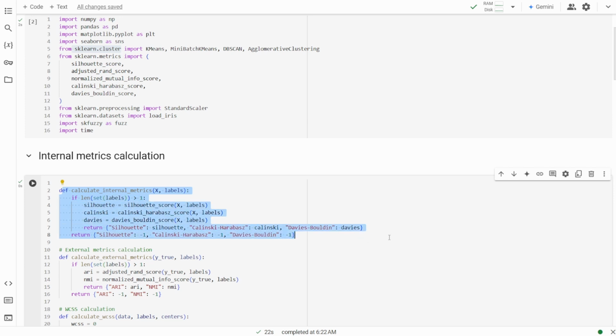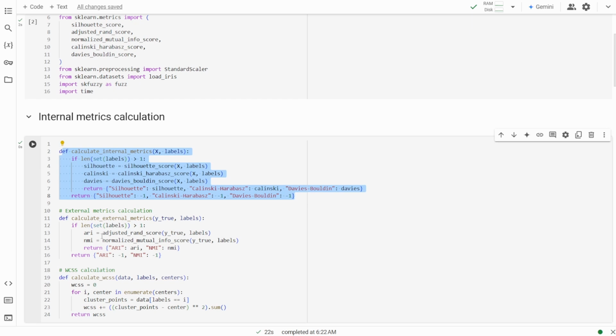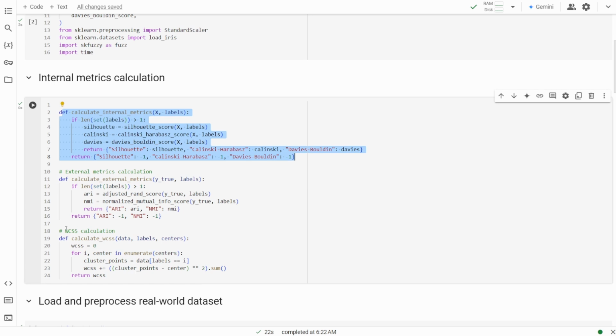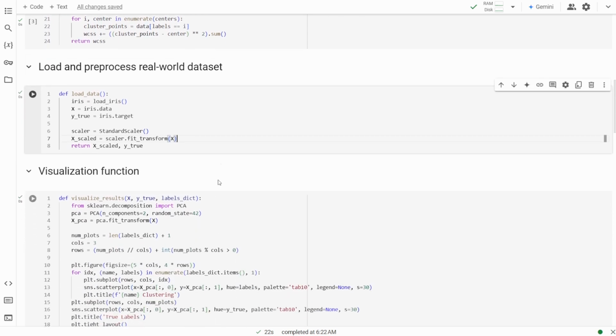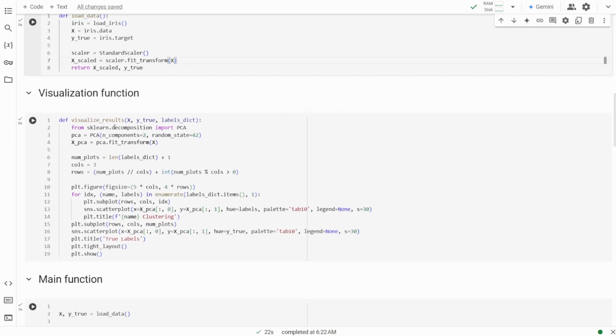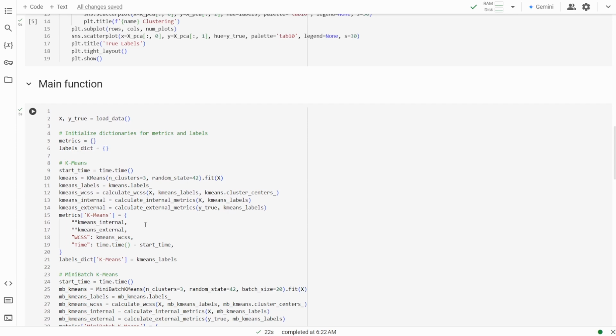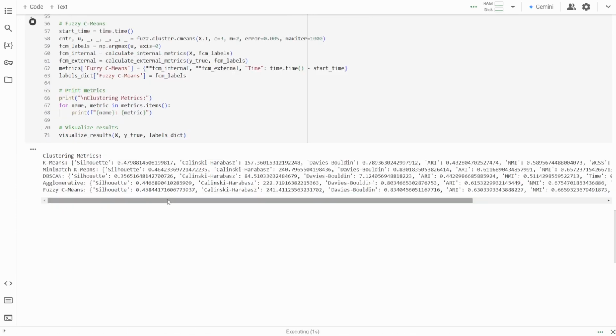And we will define internal metrics calculations, silhouette score, Calinski, Davies, and external metrics calculation, ARI, NMI, and we'll also calculate the sum of squares, look at the data, visualize the data, and this is our main function. We can run it, generate the data.